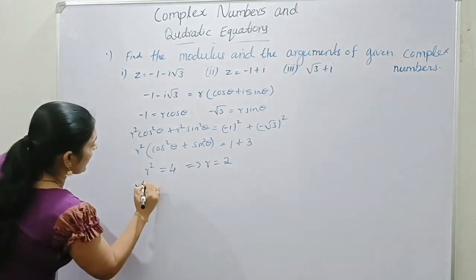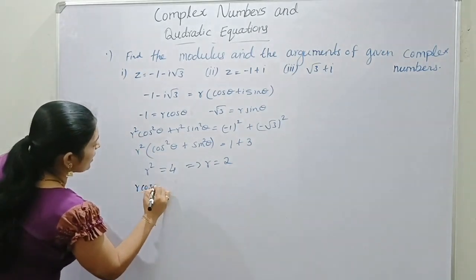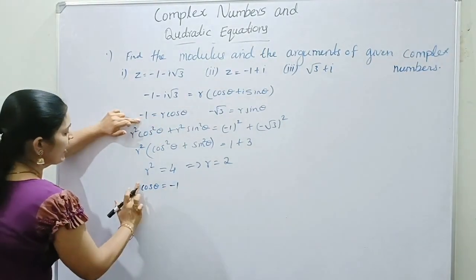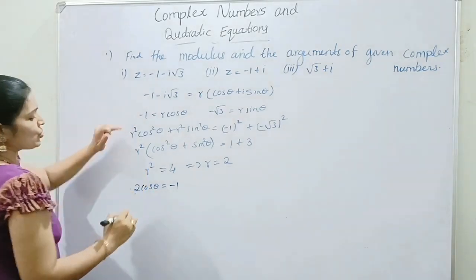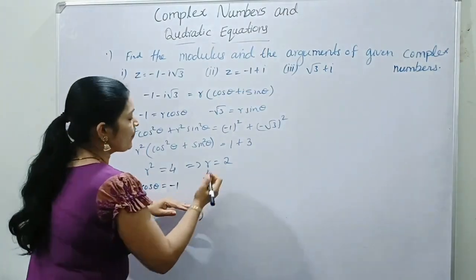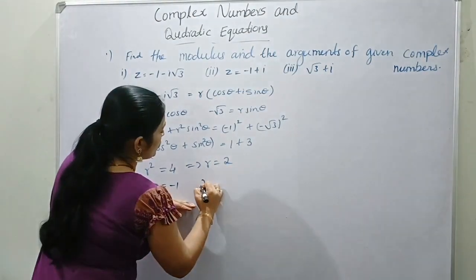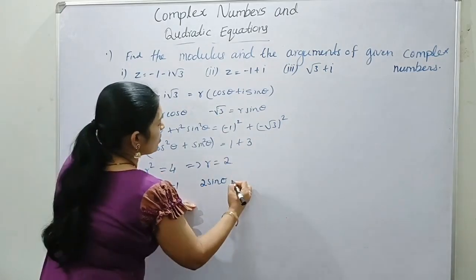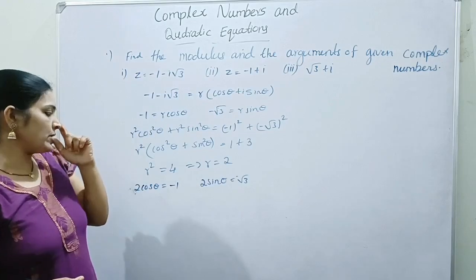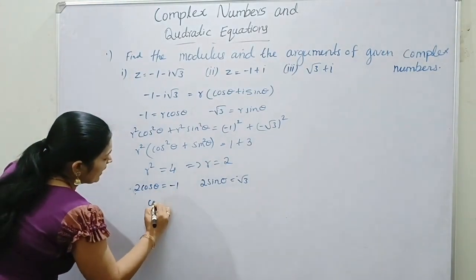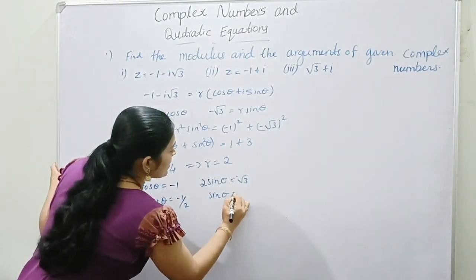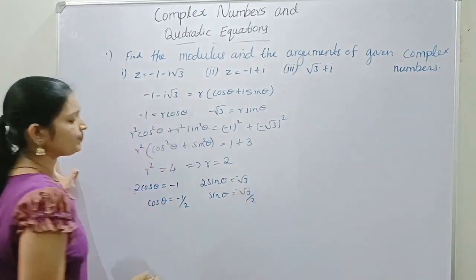So we will write r cos theta is equal to minus 1. What is the value of r? That is 2. So 2 cos theta is equal to minus 1. We have to find the theta value. Here 2 sin theta is equal to minus root 3. Substituting the r value in these equations, we get cos theta is equal to minus 1 by 2, sin theta is equal to minus root 3 by 2.